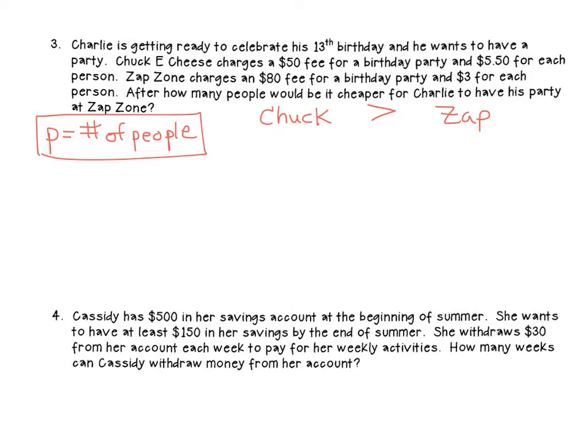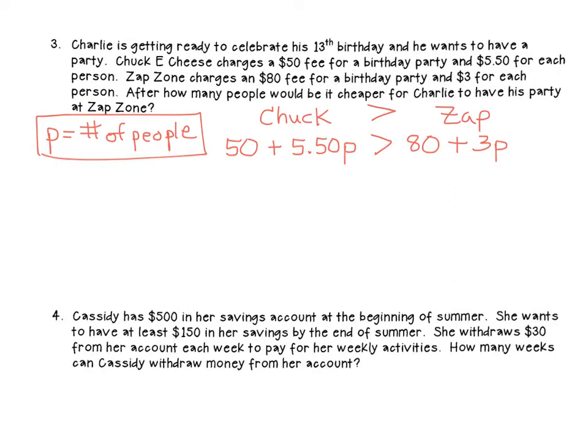Okay, how much is it going to cost at Chuck E. Cheese's? First, he's going to have to pay $50. They want $50. Then they even want more than that. They want $5.50 for each person. So $5.50 times P for each person. Now at Zap Zone, they want $80 right off the bat, and that doesn't even matter if anybody comes. And then they even want more than that. They want $3 per person.